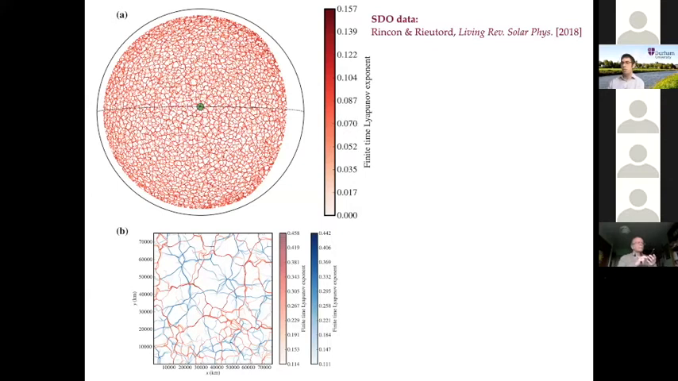This is not the finest scale of convection on the sun, but it's the scale that's most relevant for the magnetic field, because the magnetic flux tends to concentrate on the boundaries of these supergranules.